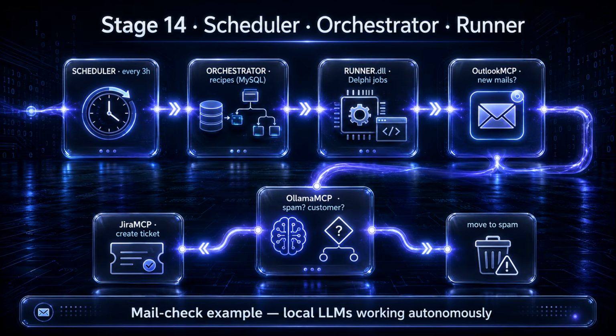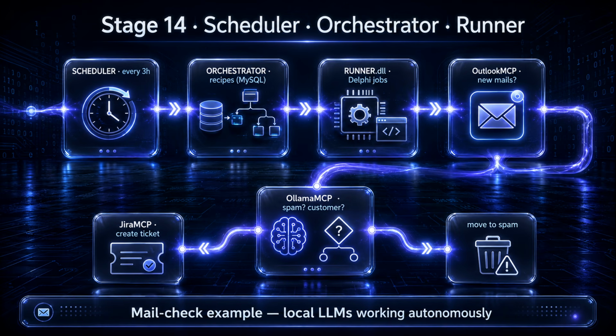At the very top, 3 modules work together. The scheduler can start tasks on a timer, every 3 hours, once a day, every Tuesday. With that, it launches the tasks through the Orchestrator. The Orchestrator manages the recipes for the tasks through the MySQL interface. The third is the runner. It makes sure the data is generated or stored. The runner is a collection of Delphi jobs compiled as a DLL that the Orchestrator can call.